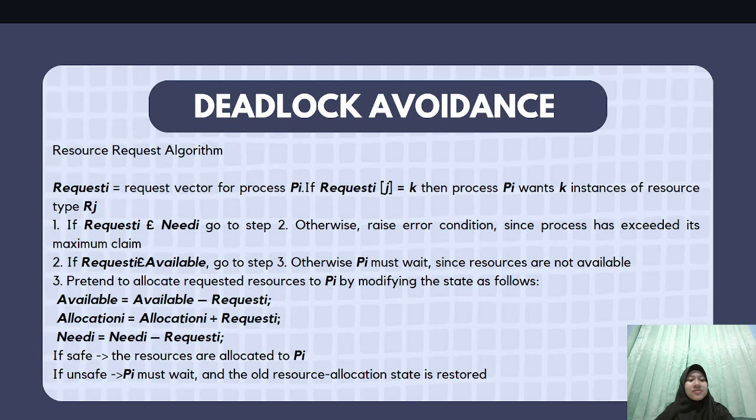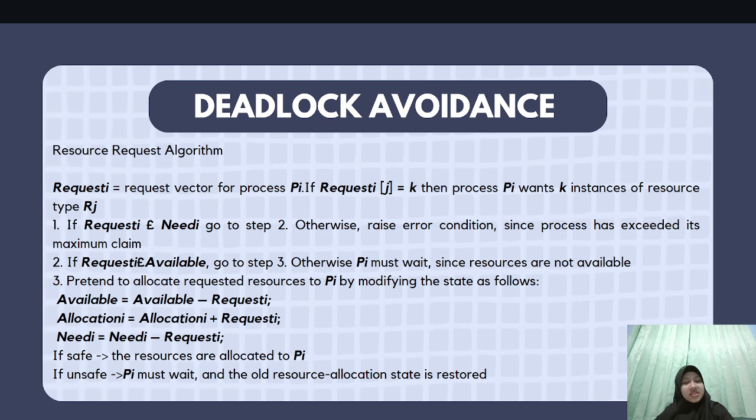Next one is the resource request algorithm. Request_i equals the request vector for process Pi. If Request_i[j] equals k, then process Pi wants k instances of resource type Rj. First, if Request_i is less than or equal to Need_i, go to step 2, otherwise raise an error condition since the process has exceeded its maximum claim. Second, if Request_i is less than or equal to Available, go to step 3. Otherwise, Pi must wait since resources are not available.